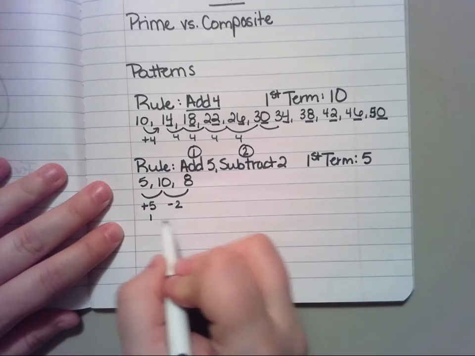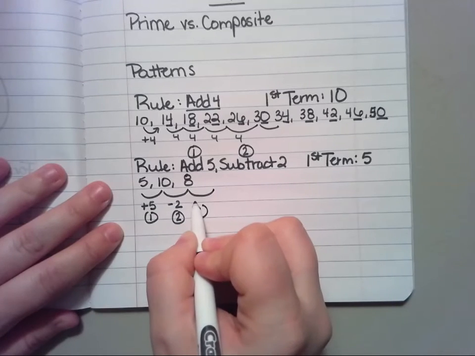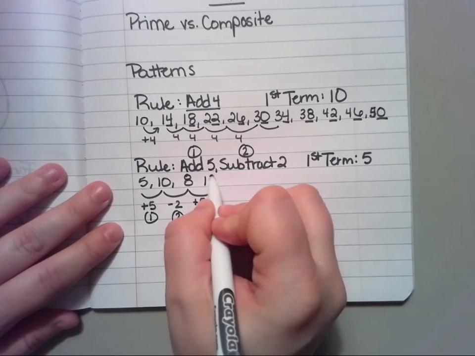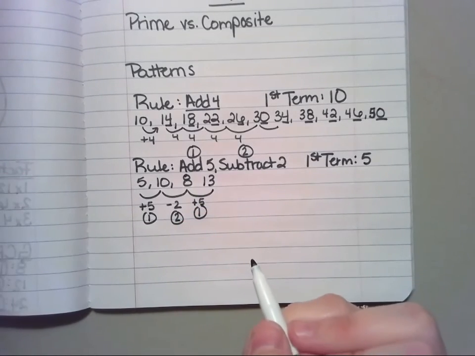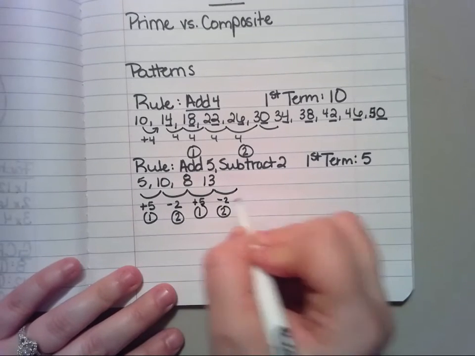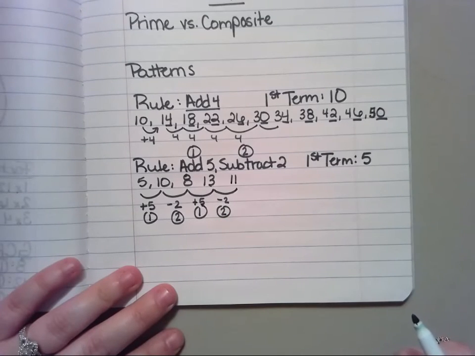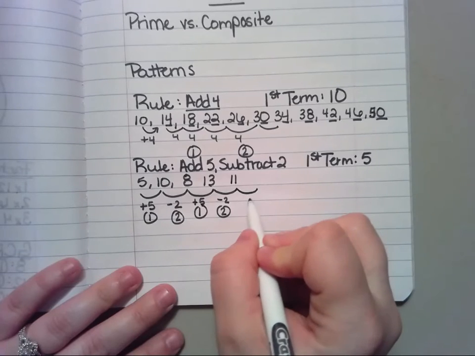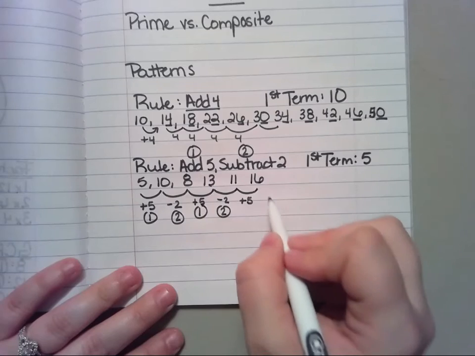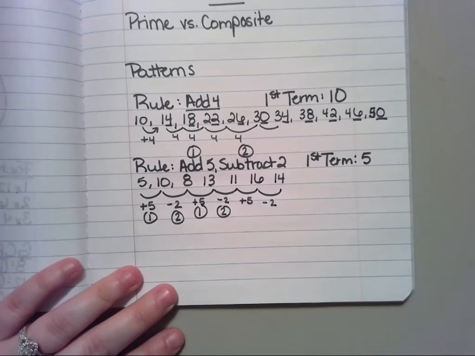So now this is a 1, this is a 2. I'm going to go back to a 1 where I add 5. 8 plus 5 is 13. Then I go to my second step, which is subtract 2. 13 minus 2 is 11. Okay, add 5. That gives me 16. Subtract 2. 14.